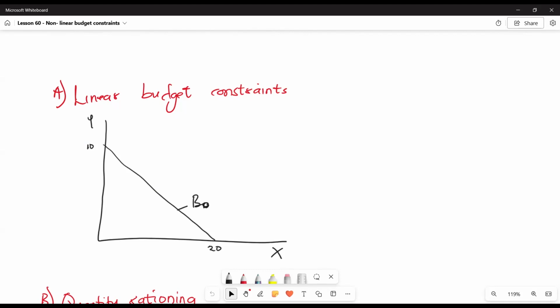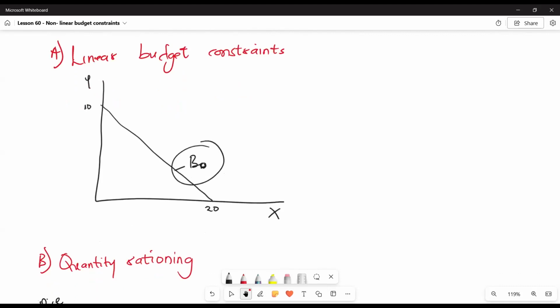Remember that a linear budget constraint arises from the assumption that the consumer is a price taker, implying that he can buy all he wants of a commodity at the going price. So we see a typical budget constraint represented by B1 in this figure here. Although most budget constraints are linear, there are some that are not. So let's move on to an example of these cases.